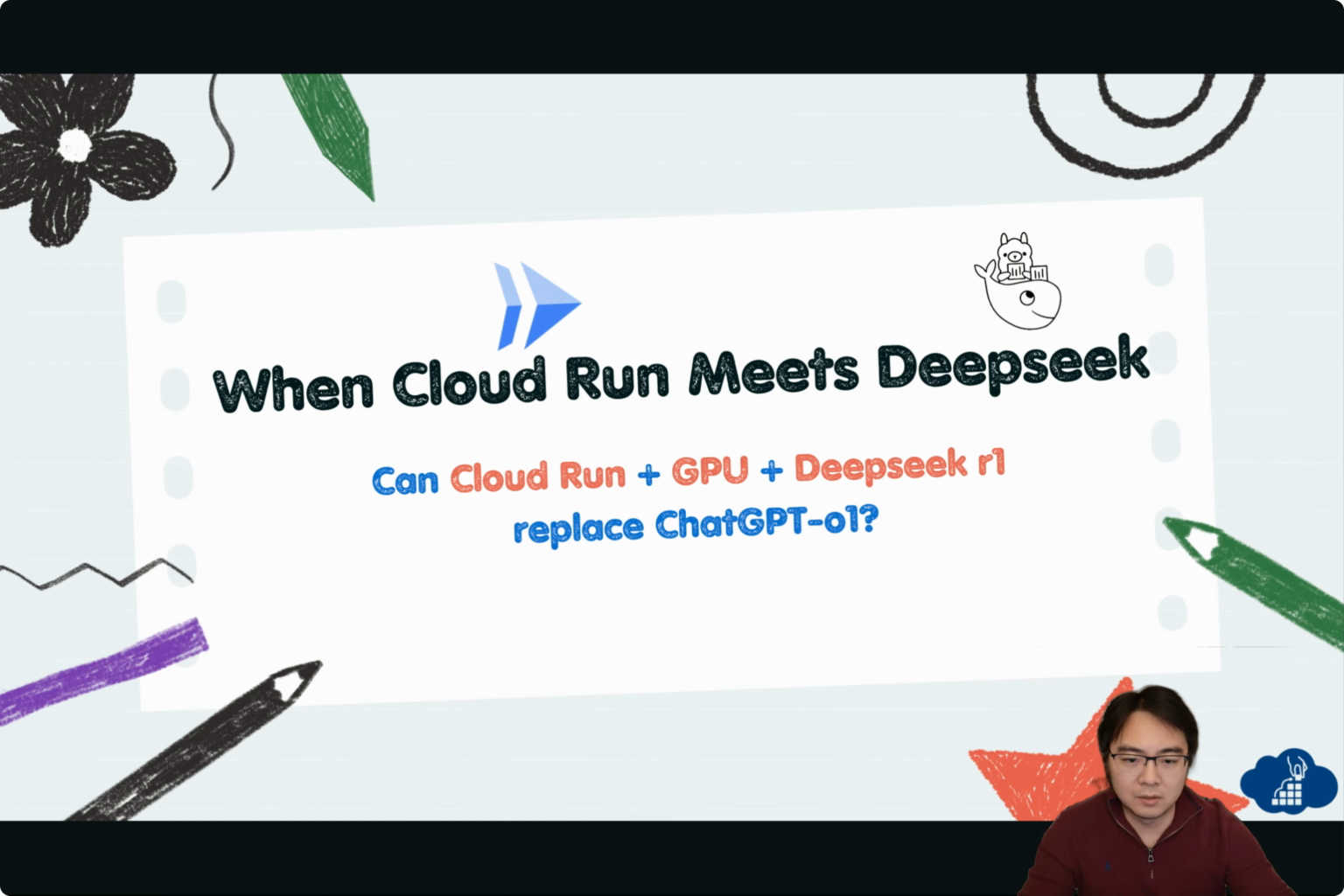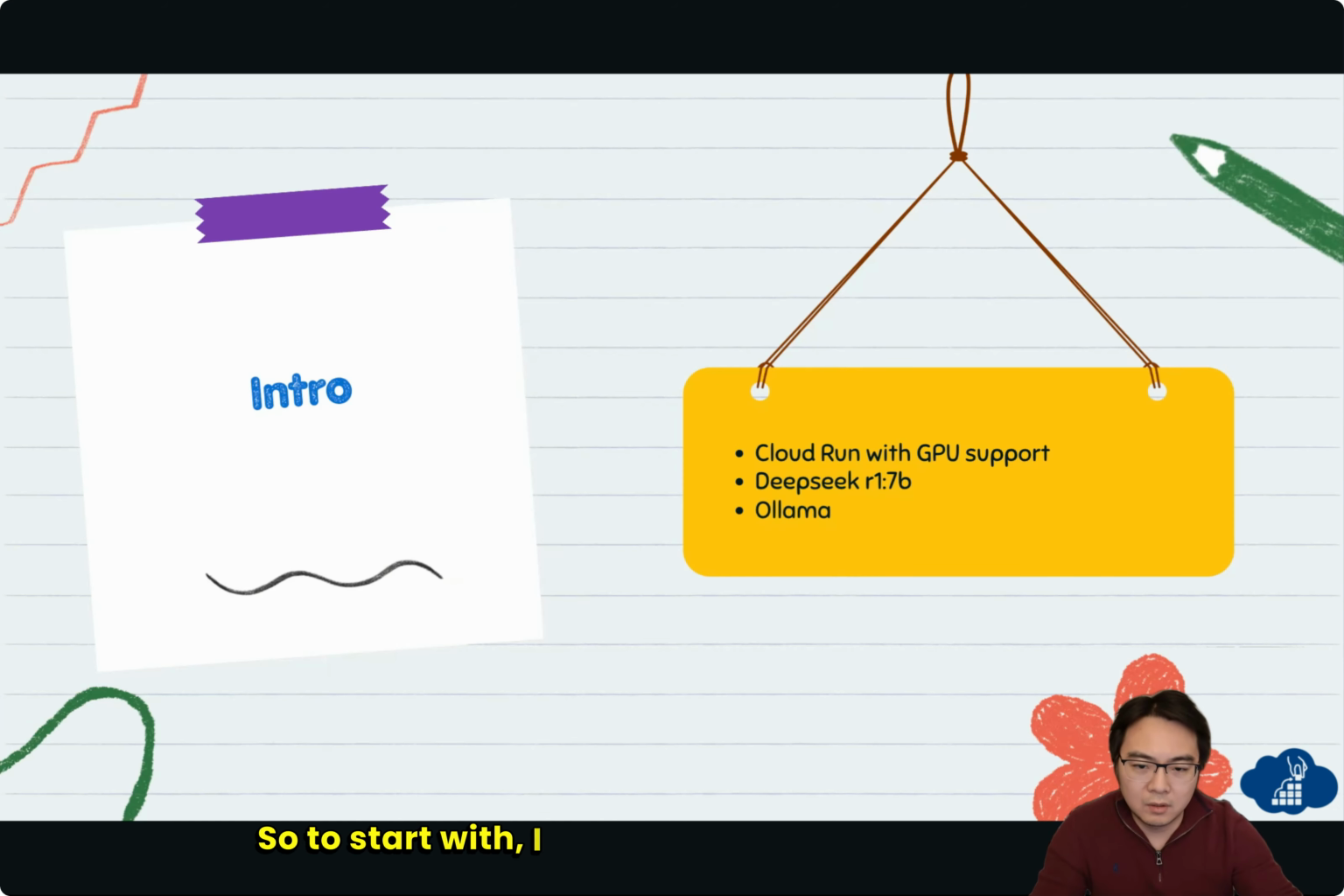So let's crack on. To start with, I want to do a quick introduction of the three key things we'll cover in today's session. The first one is Cloud Run with GPU support. Not long ago, Cloud Run added this new feature that you can now attach a single GPU to each Cloud Run instance. So the choice is quite limited at the moment. It's the Nvidia L4 GPU you can use at the moment, but it's still quite powerful.